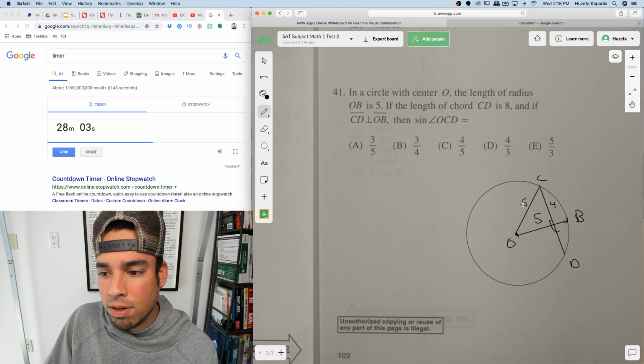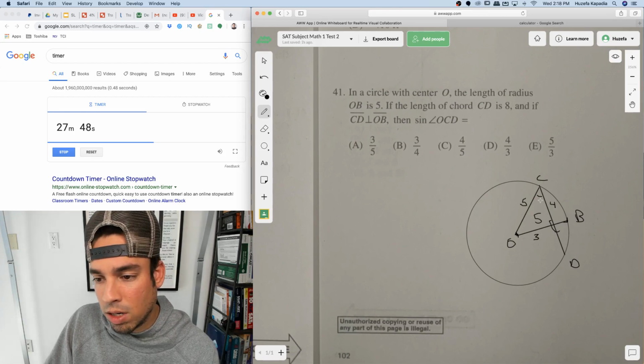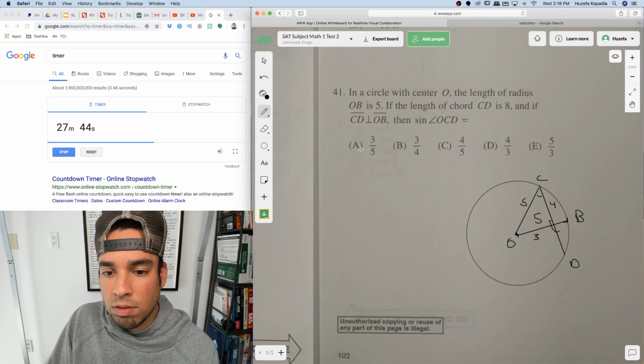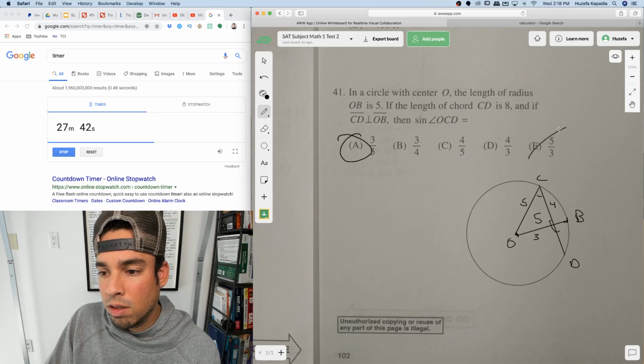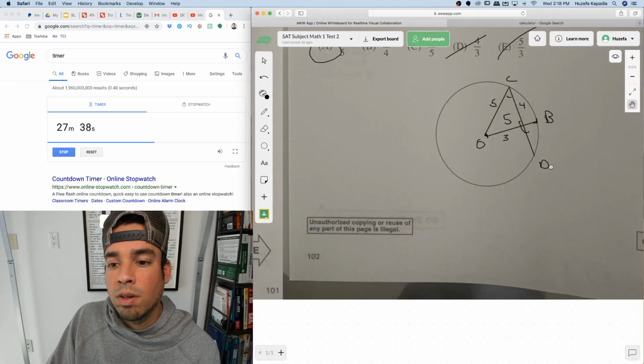This is 5. Then sine of OCD, sine of this is opposite over hypotenuse. So this must be 3. It's a 3, 4, 5 right triangle. Or we could use Pythagorean theorem. It doesn't matter. So sine is opposite over hypotenuse, 3 over 5. Boom. These two are impossible. Sine's always going to be less than 1. Okay.